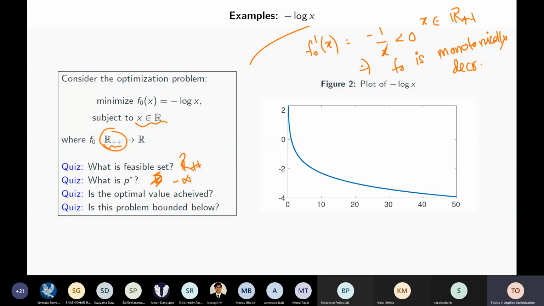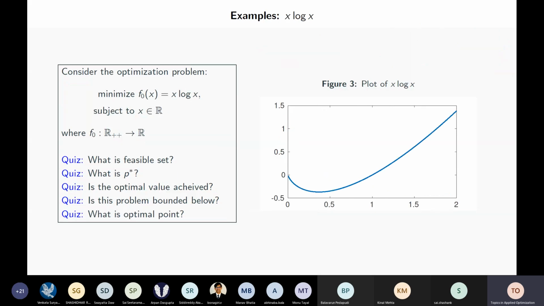Is the optimal value achieved? Just like the previous case, it's never achieved. It is achieved only at infinity, x going to positive infinity. Is this problem bounded below? What do you think? No, right? It's evident from p star only. It's evident that it's not really bounded below.